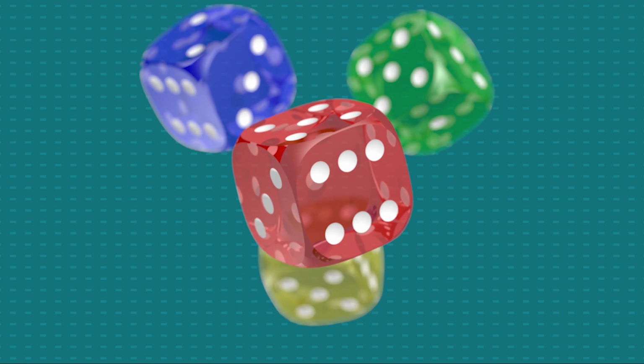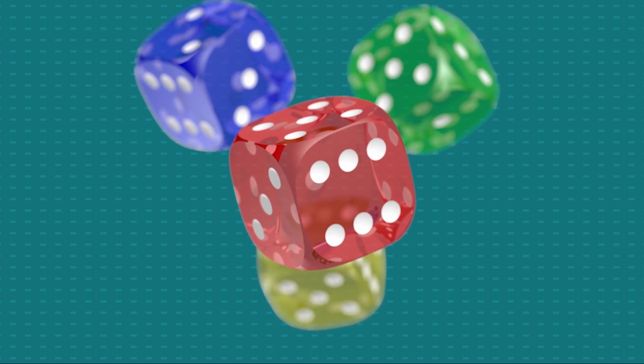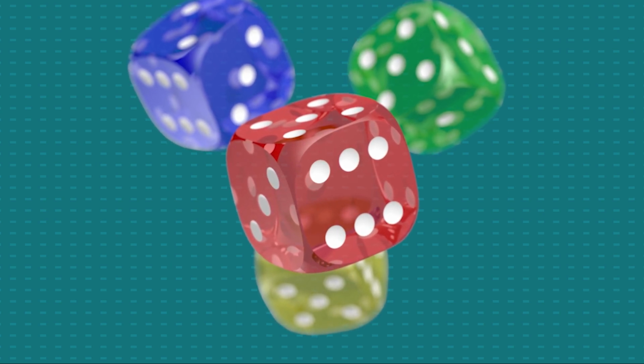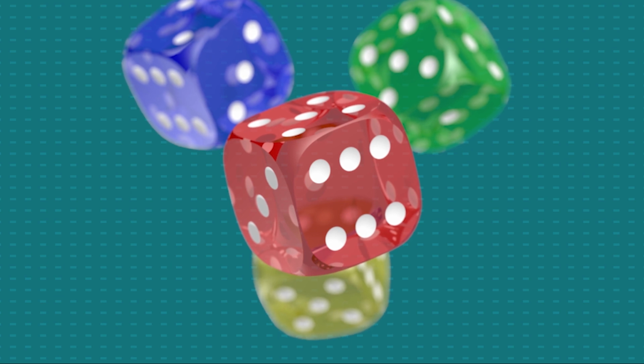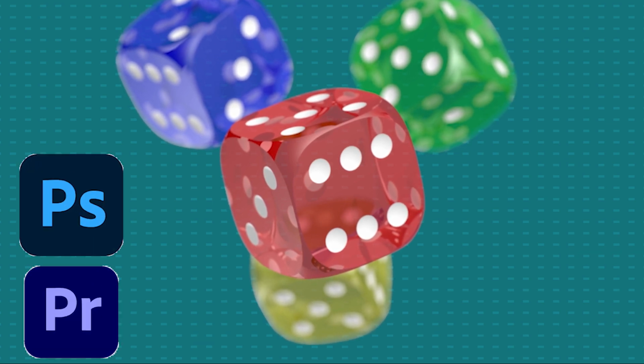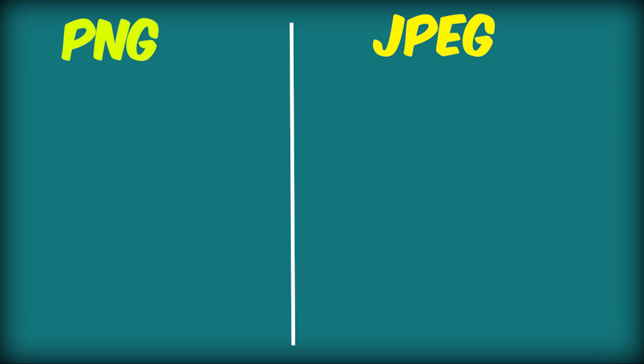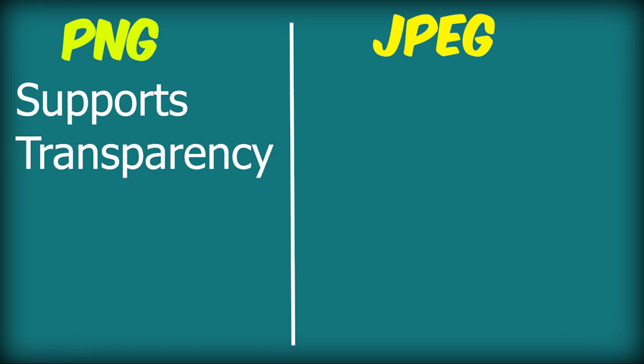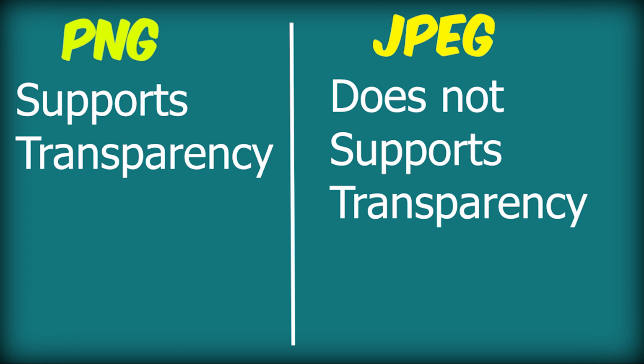Now you can see this image which is a PNG and it supports 8-bit color and also has transparency when it is viewed in graphic software such as Photoshop or Premiere Pro. This means that a common difference between JPEG and PNG is that PNG supports transparency while JPEG does not.